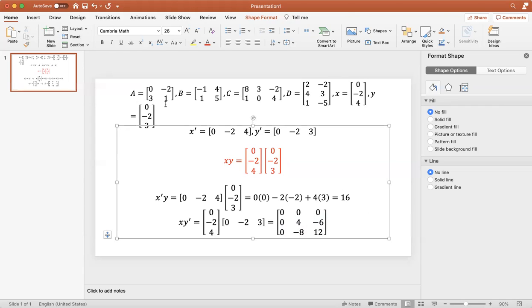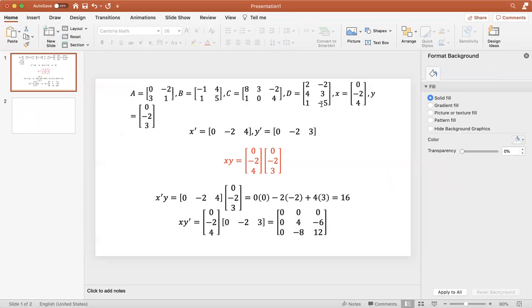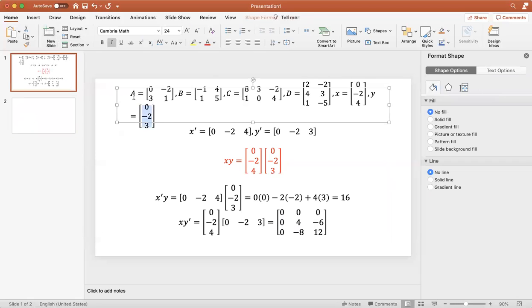Now, what if we multiply a matrix with a matrix, or let's start off by multiplying a matrix with a vector. Let's have a new slide and just copy the examples here. Let's copy the given.